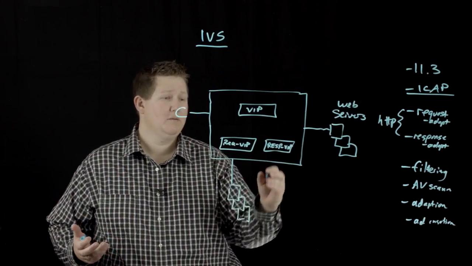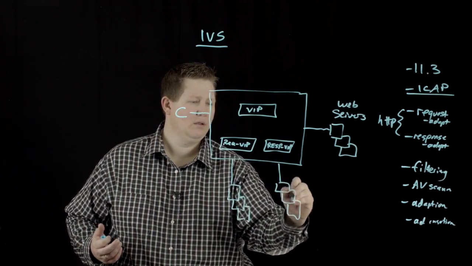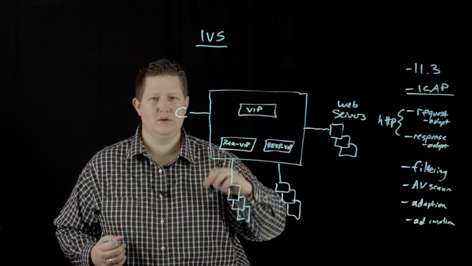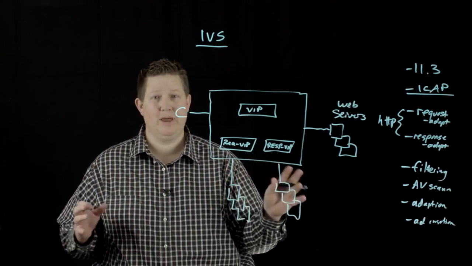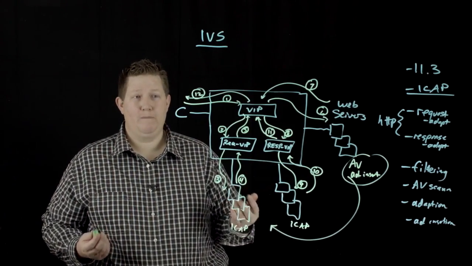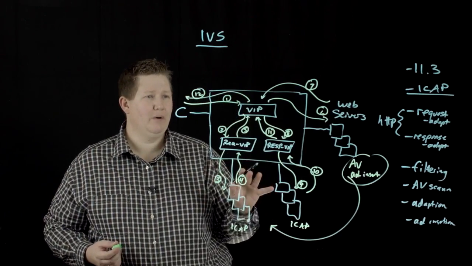In this case, maybe we want to do AV scanning on the way in, and then maybe we want to do some ad insertion on the way out. So we'll have two separate sets of servers here. So hopefully this has been helpful to what an internal virtual server is and how it works.